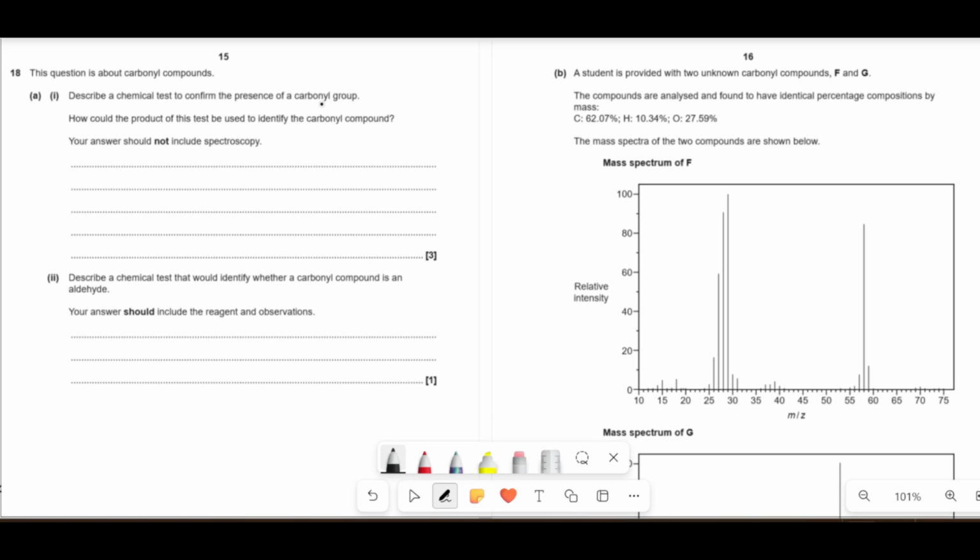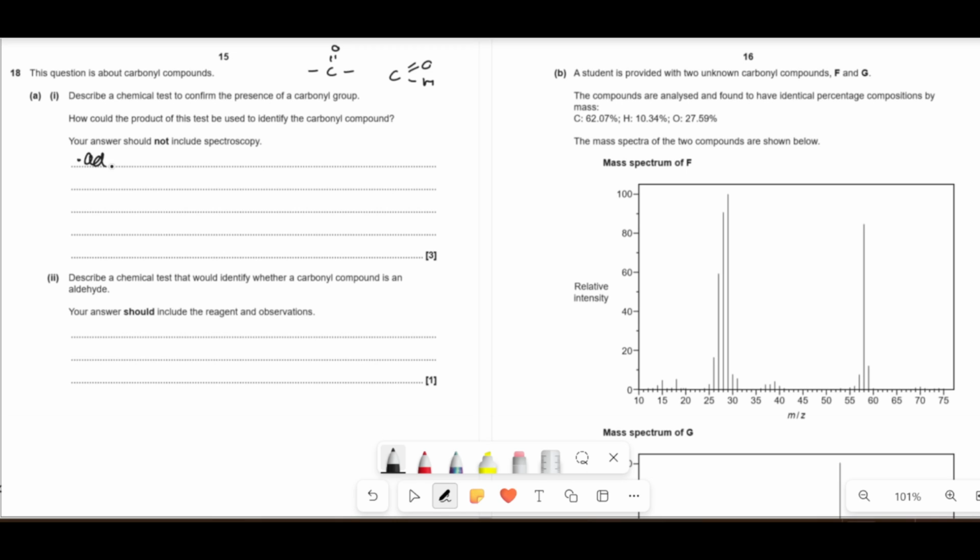Describe a chemical test that can be used to identify a carbonyl group. So a carbonyl group is where you're looking for anything with a C double bond O in it, which could either be a ketone or an aldehyde. It's not asking you how to differentiate them. It's just asking you how to identify the presence of it entirely. So the only way you can do that is by using 2,4-dinitrophenylhydrazine.